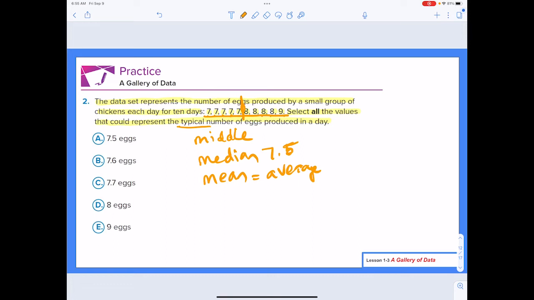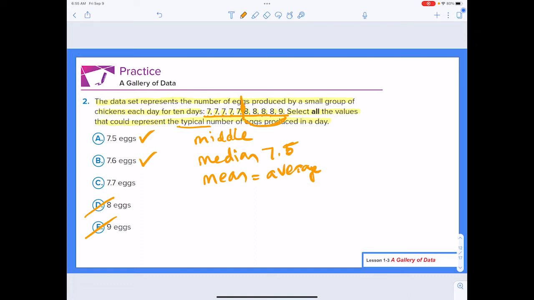But we can also see that half of them are kind of skewed in this direction. We'll talk about the word skewed later on, sorry. So 7.5 is totally acceptable. 7.6 is a little bit more, but you could see it's not too much more, right? We would definitely not go with 8 because the middle is 7.5. So 8 is not typical. 7 is the most typical. So 8 and 9 are no's for me.